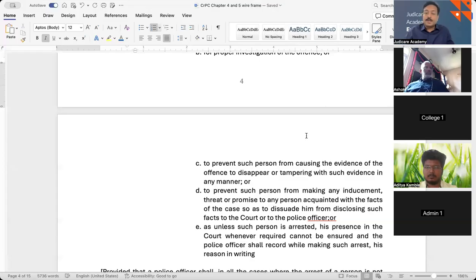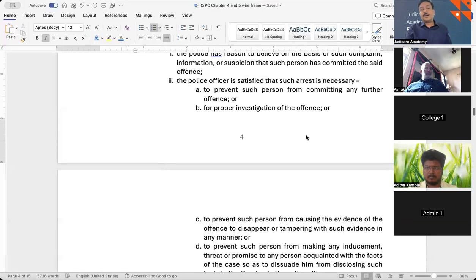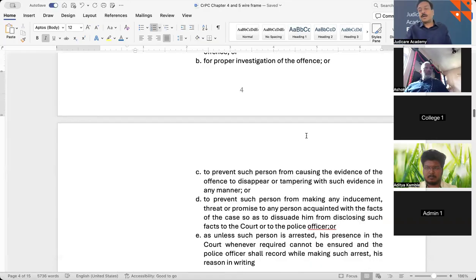that police officer, and the police officer shall record while making such arrest his reason in writing. So nowadays it is with BNSS especially very much mandatory. It was mandatory from the CrPC perspective also, that if you are apprehending somebody, if you are arresting somebody, you have to ensure that you are communicating the same in writing to the court as well. So there should be a diary entry, there should be a reason filed why that person has been arrested, and it has to be filed into the relevant courts as well.